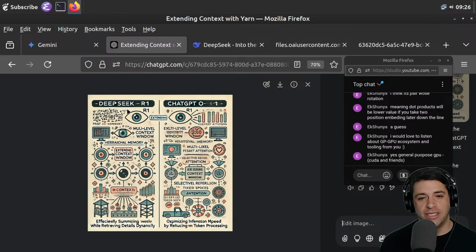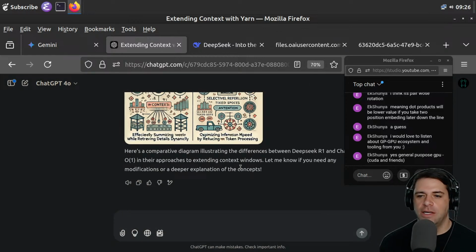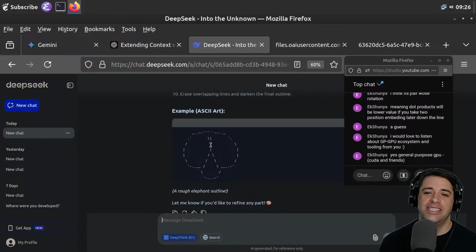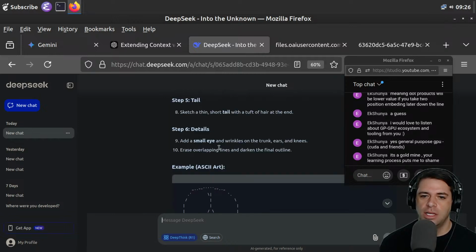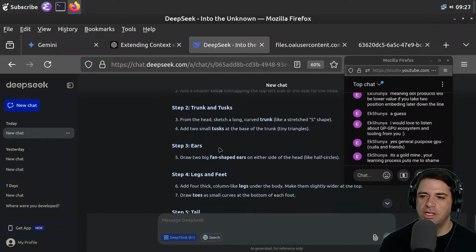So DeepSeek R1, extending multi-level context window. I don't know, hierarchical memory. Okay, it's trying. I think I gotta go. Let's see if there's one more amusing thing I can do before I go. So DeepSeek will draw a bug. I can't draw images directly.